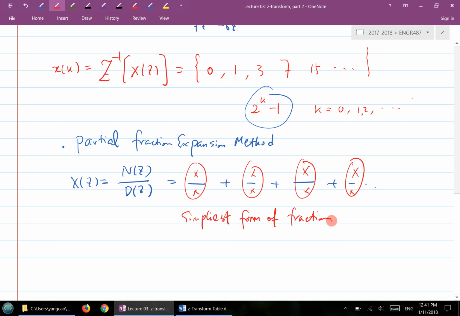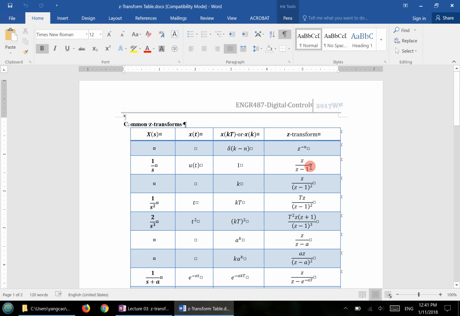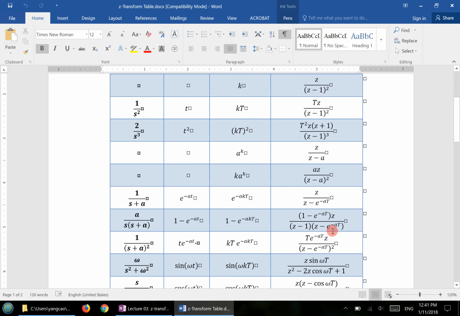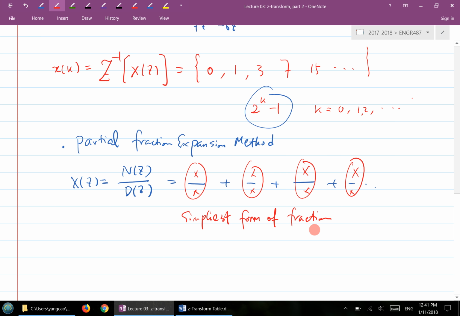Simplest form means you don't need to simplify the fraction anymore. It is the fraction we're looking for, in this kind of format. Somehow we decompose it into this kind of fraction, or this, or this. Why? Because I have these available already, and I can just look at the table and say, what's the inverse of this? It's this. Or what's the inverse of this? It's this. So that's the idea of the simplest form of fraction.